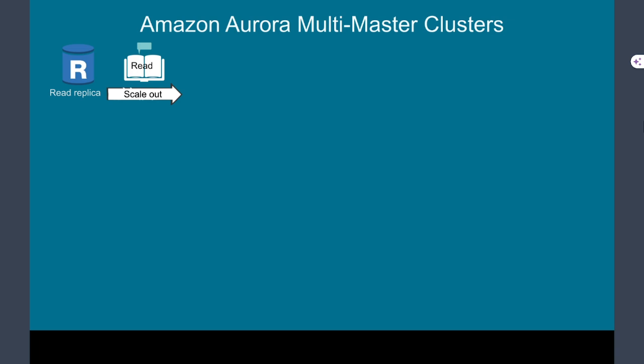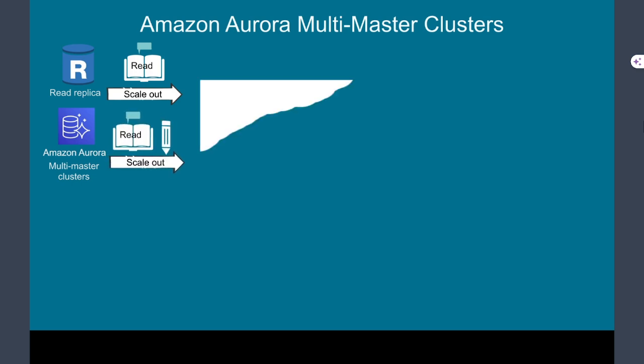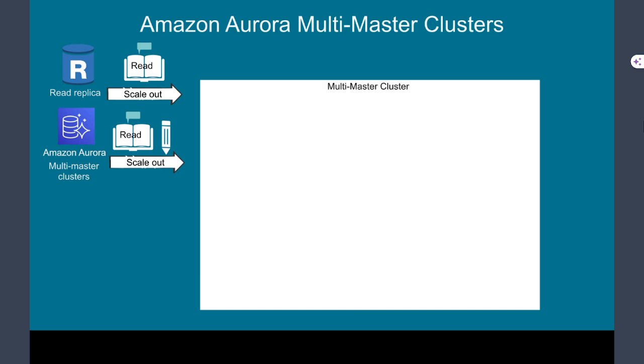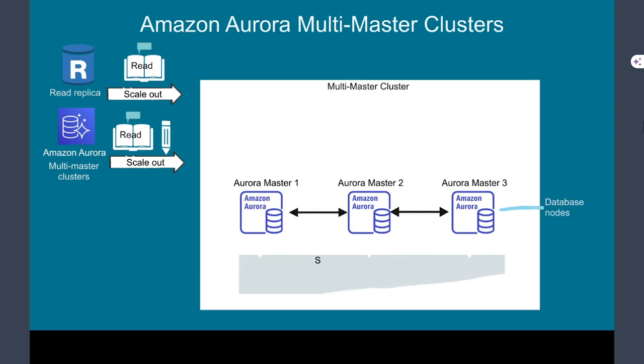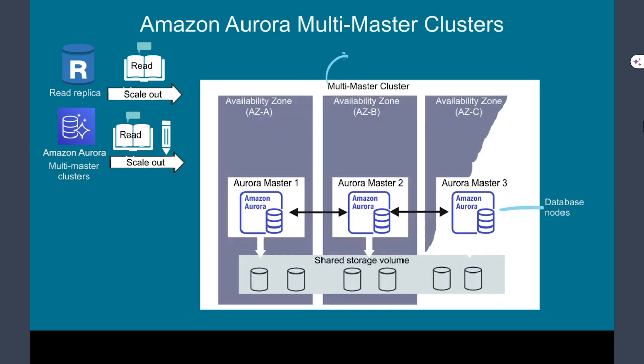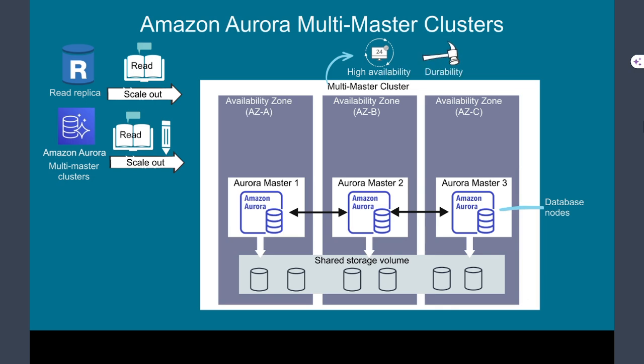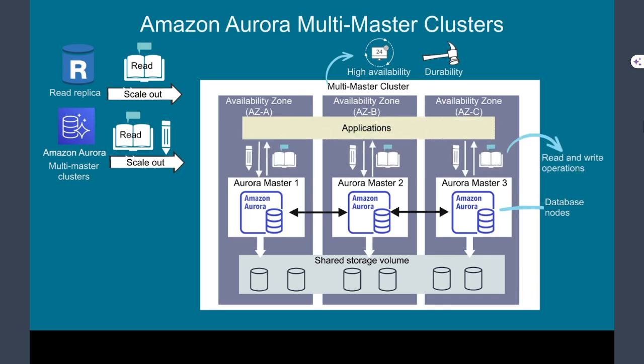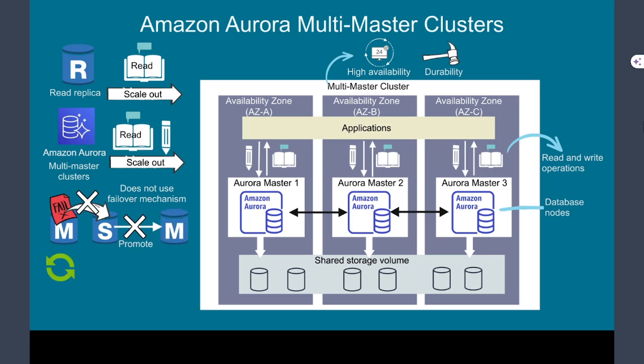What about write operations? The Amazon Aurora Multi-Master Clusters feature provides the capability to scale out both your read and write operations. In a multi-master cluster, an Aurora cluster consists of a set of master database nodes and a shared storage volume across multiple availability zones for high availability and durability of user data. All DB instances can perform read and write operations. The multi-master cluster doesn't use the failover mechanism because it doesn't need to promote another DB instance to have read-write capability. It offers continuous availability. Any DB instance in this case can take over the work of the failed instance.